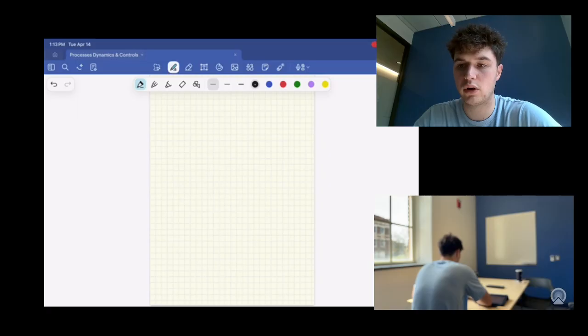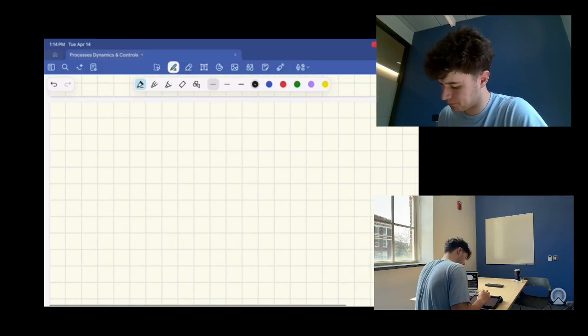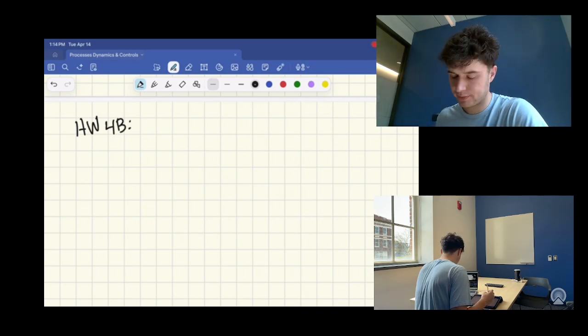So without further ado, all of the work today will be on the iPad, so let's get into it. So as always, we will write out our diagram, homework 4B.